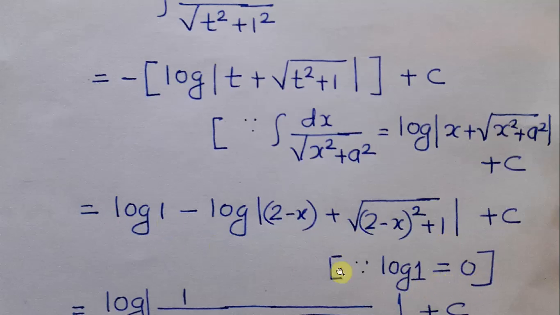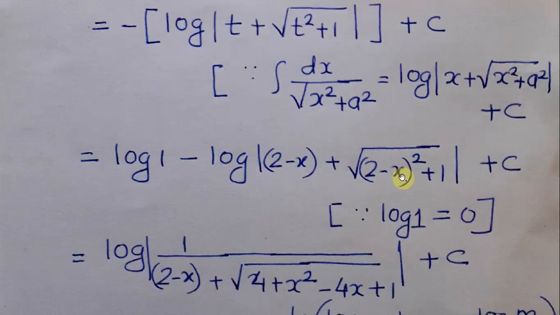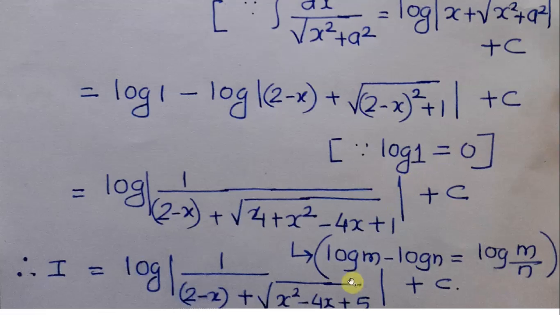Log 1 is 0. So if I am writing 0 in front of log, that doesn't matter, and 0 I can put up here as log 1. And by writing in this manner, log 1 minus log of this whole value is coming in this particular format. See, here the formula I wrote, log m minus log n is equal to log m upon n. What is m here? That is 1. And n is this whole value, mod of 2 minus x and the other things. So if I apply this formula here, log of m minus log n is equal to log of m upon n, I can write down log m upon n. This whole value is n.